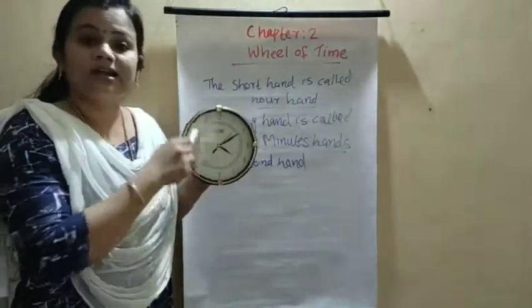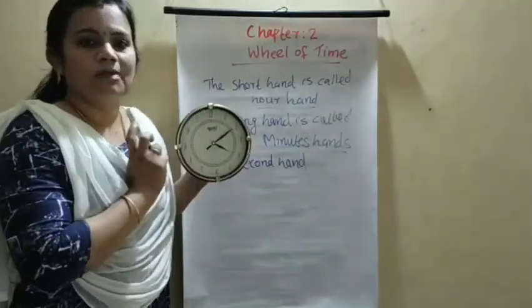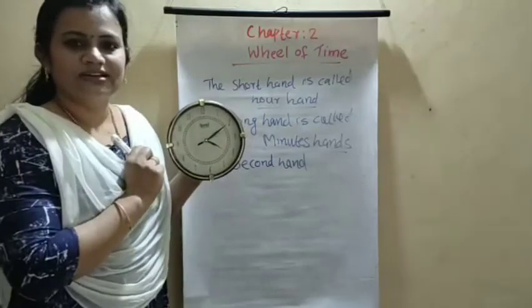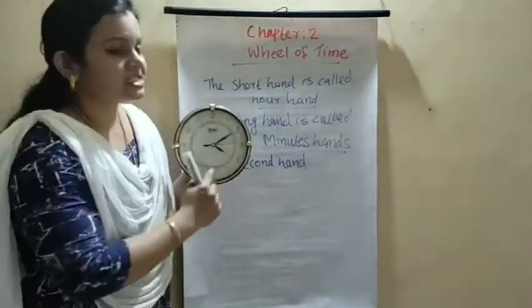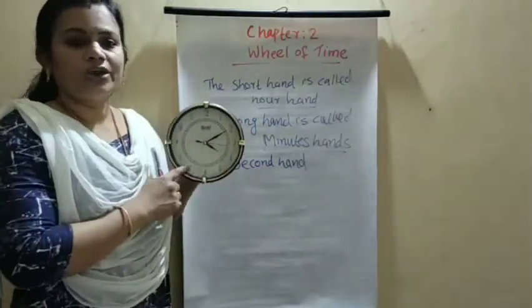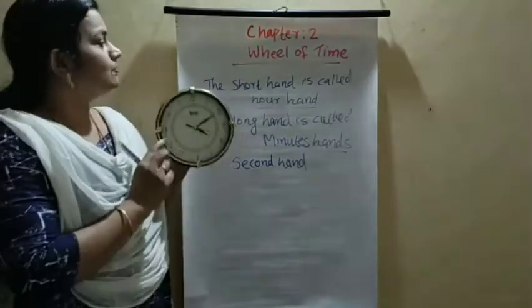So, how many small markings? 60 small markings. Understood? Understood all? 60 small markings. Okay. Then we have studied.